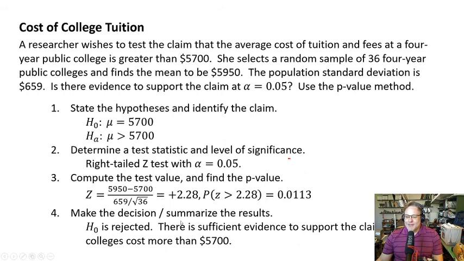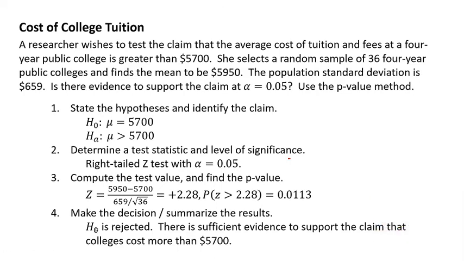And then, based on this, we make the decision, summarize the results. We reject the null hypothesis because this p-value here is less than 0.05. That's the only difference here. Everything else is exactly the same here. So H0 is rejected because there is sufficient evidence to support the claim that colleges cost more than $5,700. And here's the p-value. It's less than 0.05, so that's why we are rejecting the null hypothesis. So we're looking at this p-value rather than comparing the statistic here with some critical values. That's the only difference.